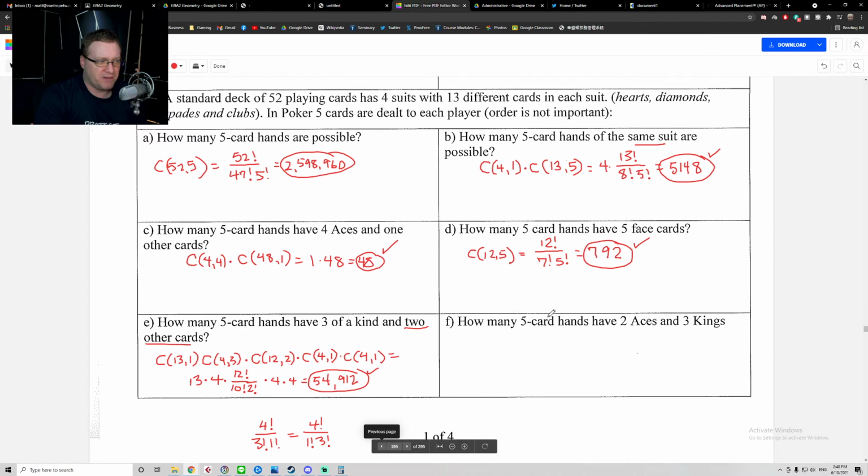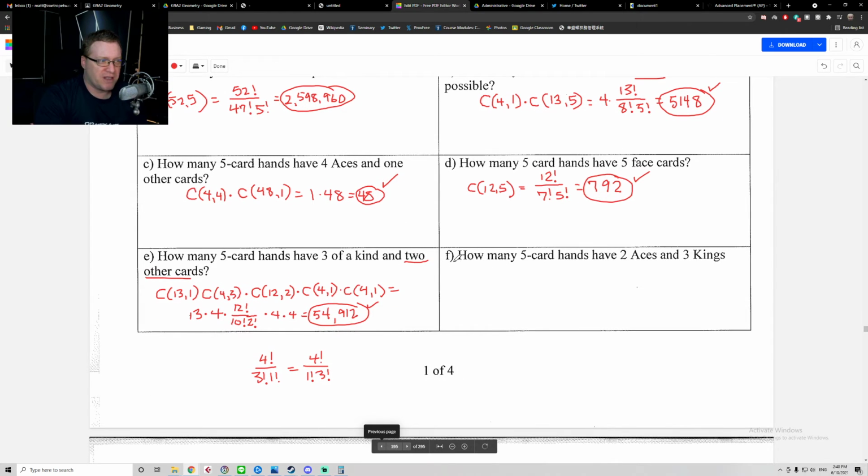All right, next. Last one here with the cards is how many 5 card hands have 2 aces and 3 kings? So again, how many different ways are there to choose 2 aces? Well, how many aces are there? There's 4. So out of the 4 aces, we need to choose 2 of them. Good. And then, how many different ways are there to choose 3 kings?